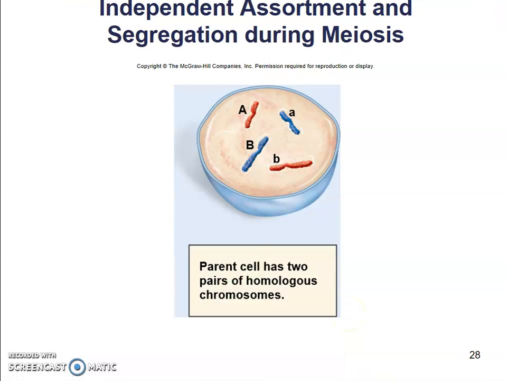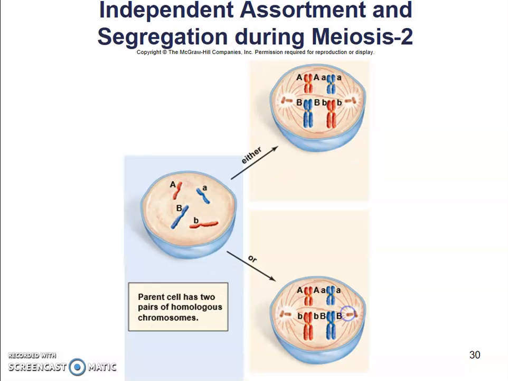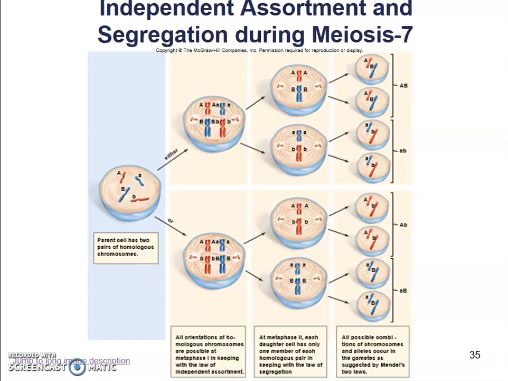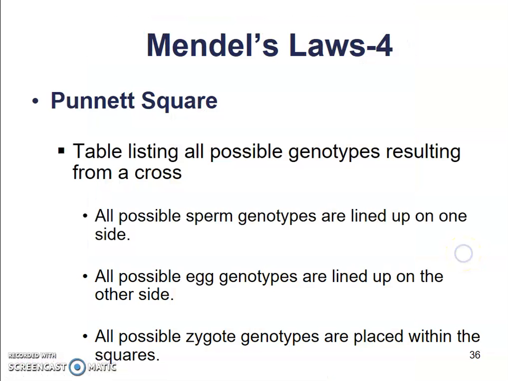Independent assortment segregation during meiosis. So the parent cell has two pairs of homologous chromosomes, and they line up independently of each other, so we can get all of these different variations. All right, this diagram is in your book if you want to take a better look at it.